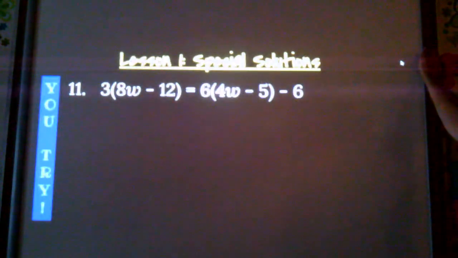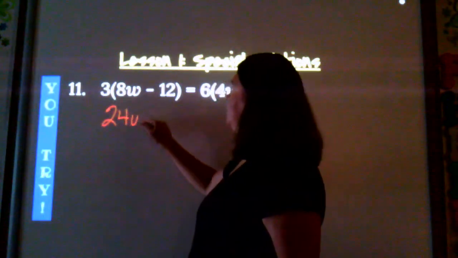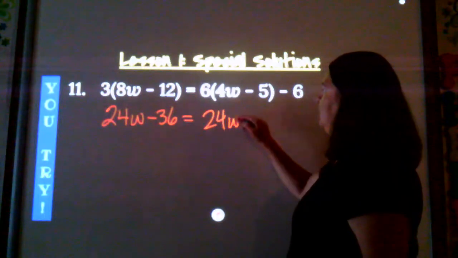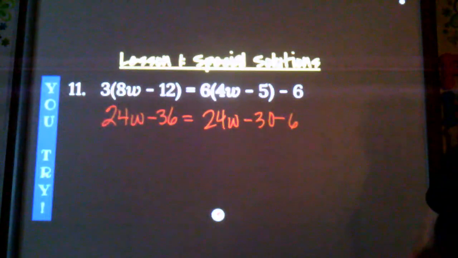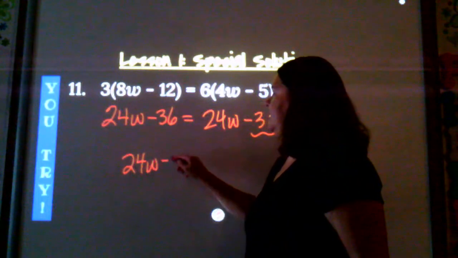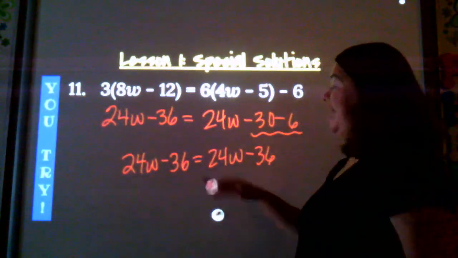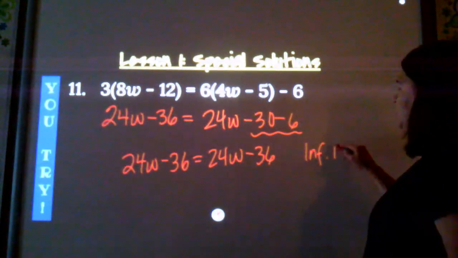Alright, you try number 11. Okay, let's look at this one. We're going to distribute. So I'm going to get 24w minus 36 equals, I'm going to distribute here, 24w minus 30 minus 6. Okay. I'm going to combine like terms. So I'm going to get 24w minus 36 equals 24w minus 36. They match. So you can write infinitely many solutions here.